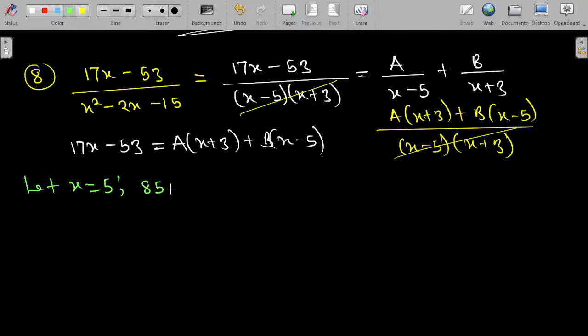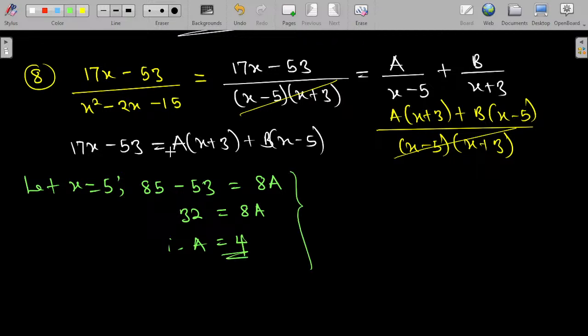This is minus 53 equal to, if I put my x as 5 here, I will have 8a, because this will give me 5 plus 3, which is 8, multiplied by a, and that is 8a. And then this one here will turn to 0. So 85 minus 53 will give us 32, and that's equal to 8a, and therefore our a alone is equal to 32 over 8, which is equal to 4. All right, so we have the value for a now.